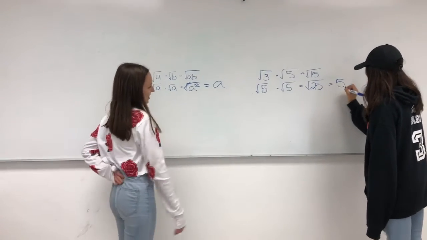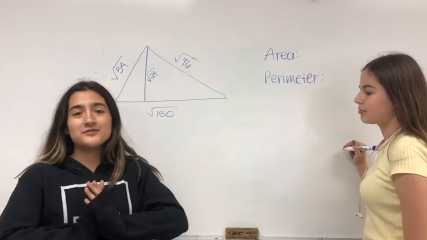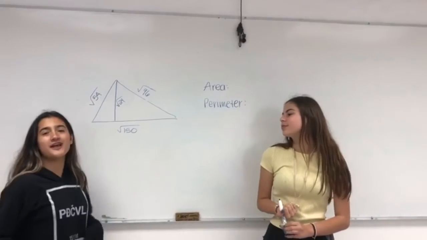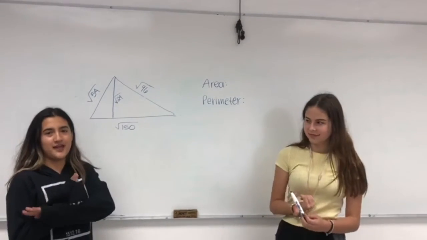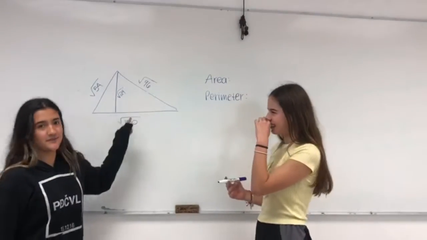So this is our problem, and the first thing you need to know is how to get the area of a triangle. The formula is base times height divided by 2. Now that you know this, the next thing you're going to do is divide these numbers.